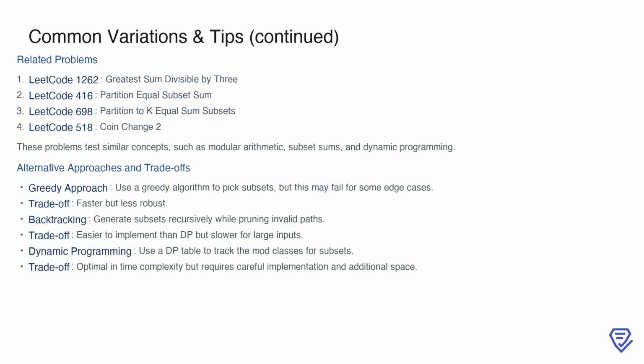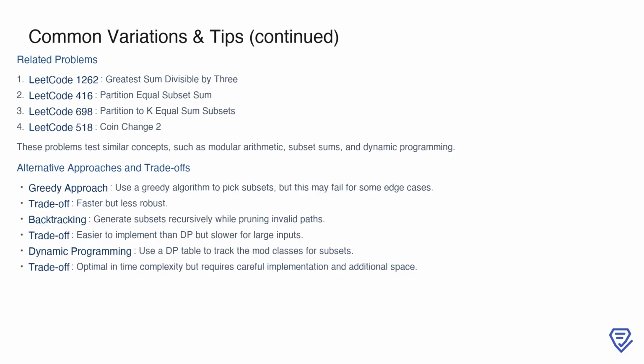When considering alternative approaches, a greedy algorithm can be used to pick subsets quickly, but it may fail for certain edge cases due to its lack of robustness. Backtracking is another option. It generates subsets recursively while pruning invalid paths, which makes it easier to implement than dynamic programming. However, it's slower for large inputs.